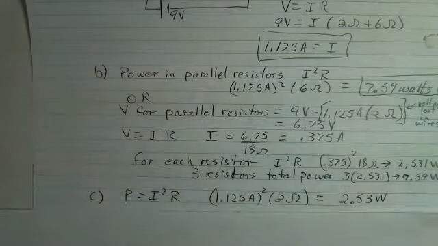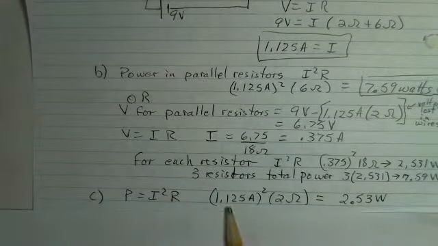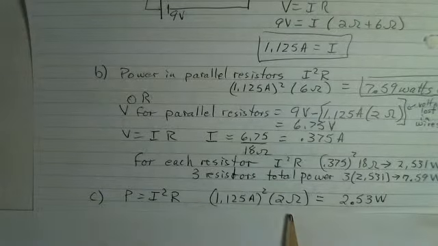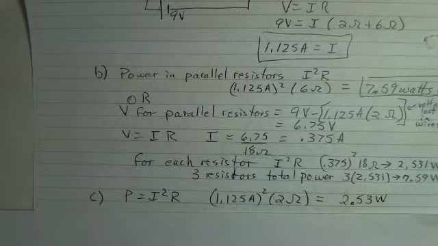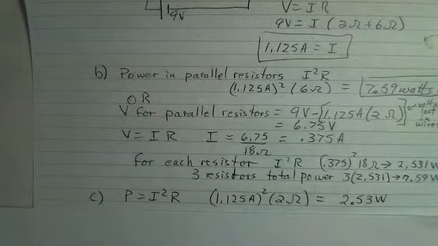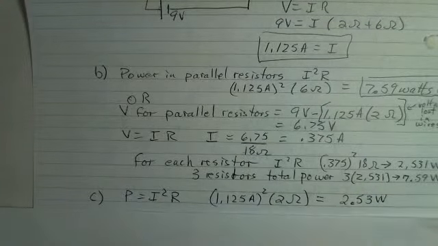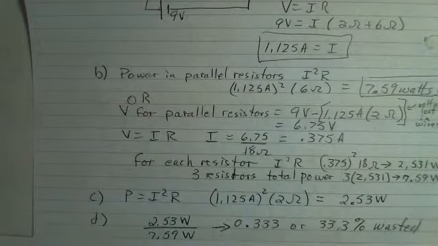If we take a look at the wires, we have the current in the wire, 1.125 amps, square that, 2 ohms for the wire, 2.53 watts in the wire. So less watts delivered to the wire, heating up the wire, than delivered to the 18 ohm parallel combination. But as a fraction, it's still pretty significant, about 1/3.